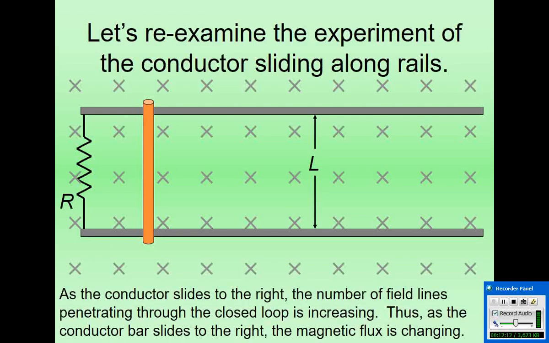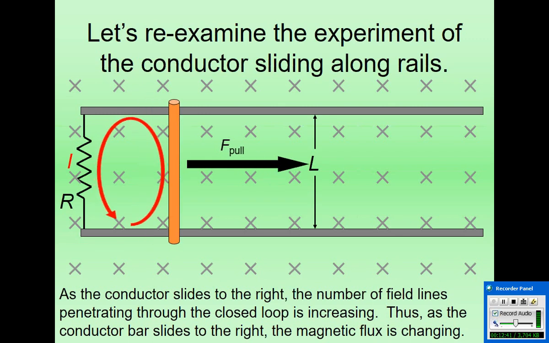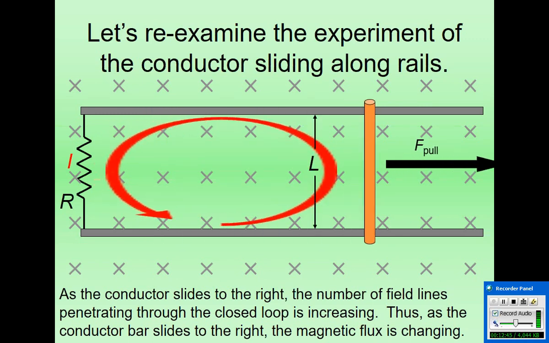Let's examine the conductor on rails idea, but in the context of magnetic flux. As we pull this bar to the right, consider the number of x's that exist within the region of the closed circuit. The bar is the right-hand side of the closed circuit, the resistor is the left-hand side of the closed circuit, and the two rails serve as the top and bottom sides of the closed circuit. And as the bar moves to the right, the area encompassed by the closed circuit increases, and the number of magnetic field lines increases, meaning that the magnetic flux is increasing. And more generally, we can say that the magnetic flux is changing as the bar moves to the right.